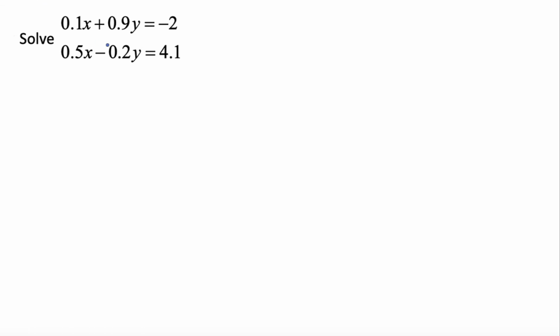All right, you want to solve the system of equations. The first equation is 0.1x plus 0.9y equals negative 2. And we have 0.5x minus 0.2y equals 4.1.